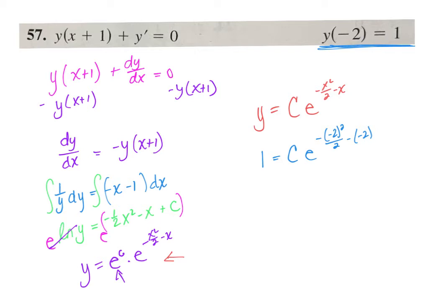You end up with e to the 0 here. So you say 1 equals c e to the 0, so c equals 1. Because negative 2 squared is 4, and then a negative 4 over 2 is negative 2 minus a negative 2 is 0. And then you can just rewrite this right here, plugging in your c. So we have y equals 1 e to the negative x squared over 2 minus x.